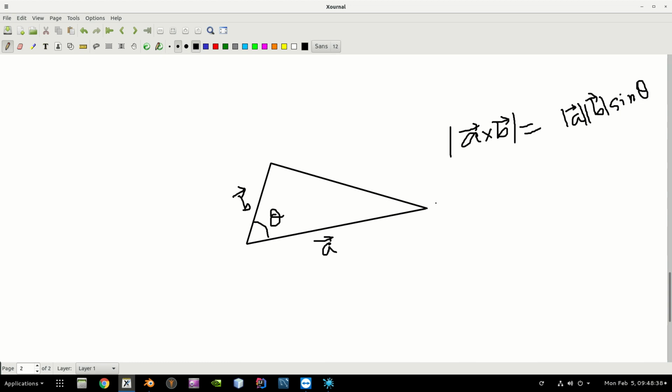That's why we really need to understand the physical significance of each of these things that we have studied before. Whenever we are talking about the vector cross product, we need to understand what does it actually give you.